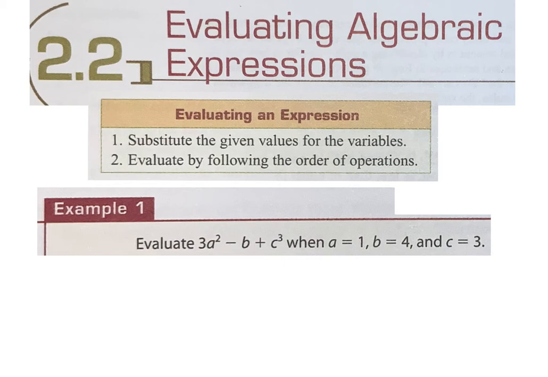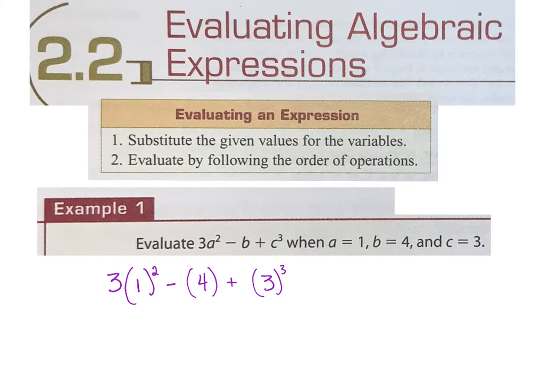All right, so the first thing we're going to do is plug it in. It says 3, and instead of a, we're going to write what a is. A is 1, so 3(1) squared, minus b, and instead of b we're going to write 4, and then plus c cubed, and instead of c, we're going to write 3. Now, you don't have to necessarily put those in parentheses. I am just doing that so you can see where your variables were.